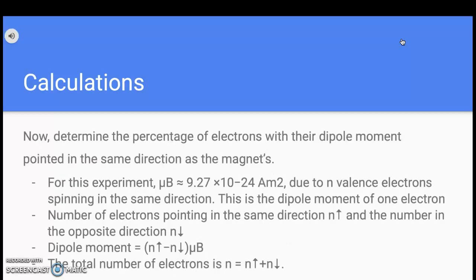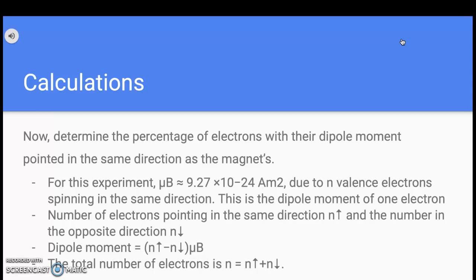3,472 amps. Okay, now that we've calculated our current, we're going to determine the percentage of the electrons with their dipole moment pointing in the same direction as the magnet's. For this experiment, we're going to assume this is about 9.27 times 10 to the negative 24 amp meters squared, due to the number of valence electrons spinning in the direction. We're going to assume there's only one valence electron per atom. This is going to be the dipole moment of one electron, so just set it up.